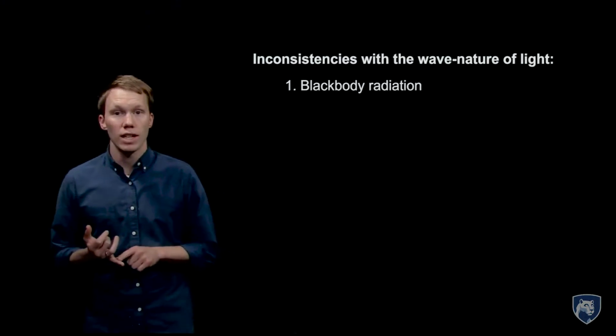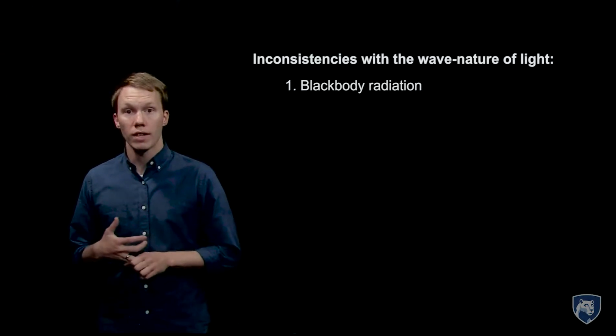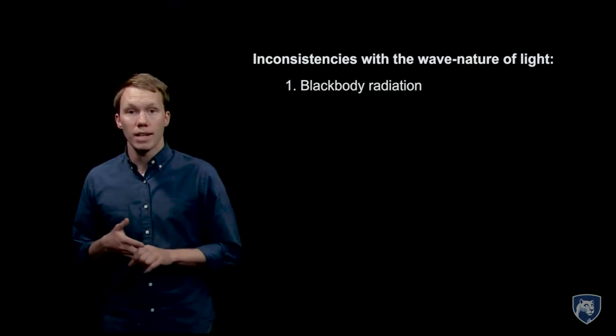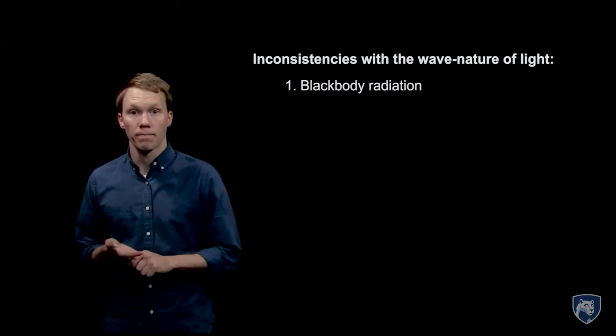Hi class, in this video we will introduce the idea of light as a particle. So you've just read about three phenomena that are inconsistent with the wave nature of light. They are blackbody radiation, which is the observation that black bodies, such as a stovetop, lava, even the sun, all emit electromagnetic radiation, and that radiation is dependent on the temperature.